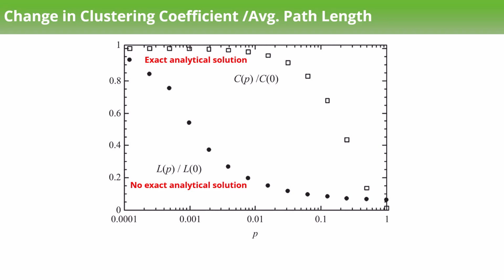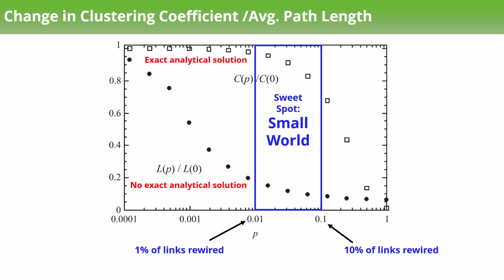So, the change in the clustering coefficient: when p equals 0, we have a regular lattice. The clustering coefficient and average path length are therefore the values of the original lattice. As rewiring starts, some triangles are broken. The probability that a connected triple remains connected depends on whether its edges have been rewired. So this is 1% of links rewired and 10% of links rewired.